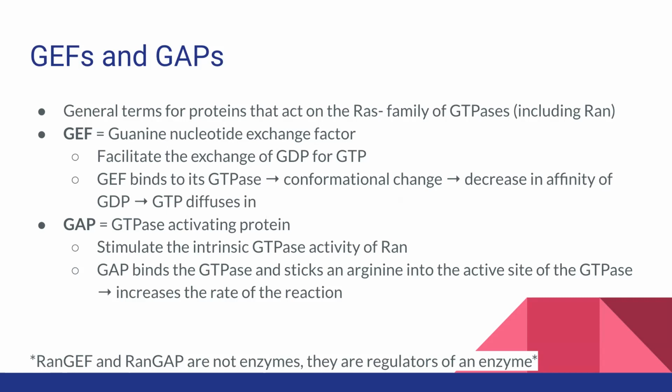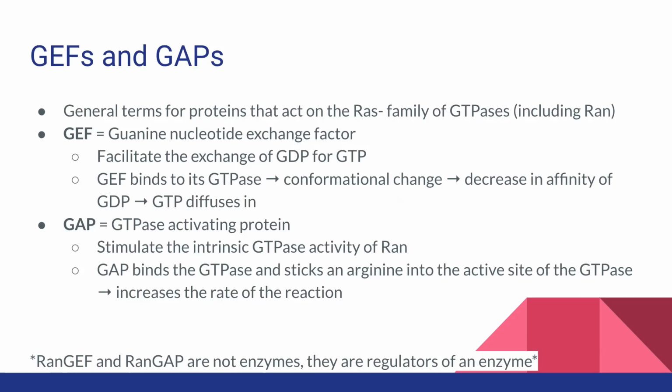Then GAPs are GTPase activating proteins. These are found in the cytosol, and they stimulate the intrinsic GTPase activity of RAN. GAP binds to the GTPase and sticks an arginine into the active site, which alters the chemistry of the active site such that it increases the rate of the reaction. So RAN is able to hydrolyze GTP to GDP at a quicker rate than it would normally.